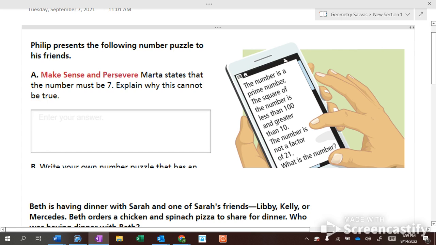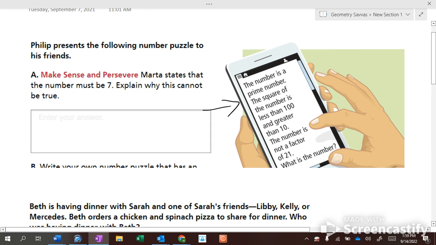Marta states that the number of this riddle must be 7. Explain why this cannot be true. The number is a prime number. The square of the number is less than 100 and greater than 10. The number is not a factor of 21. What is the number? Okay.